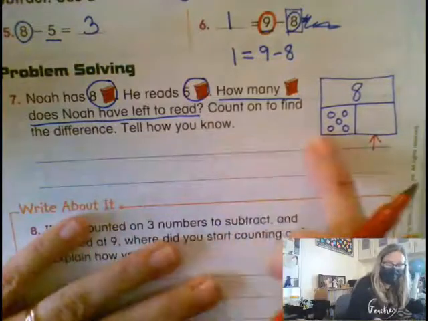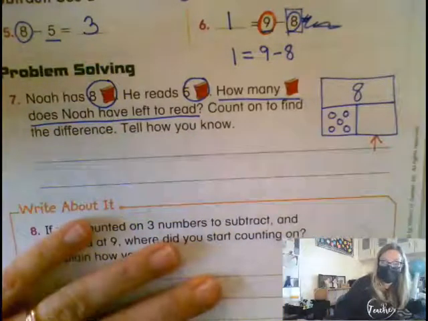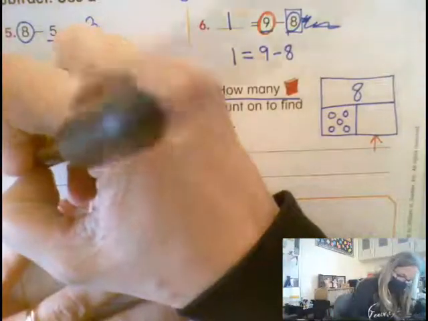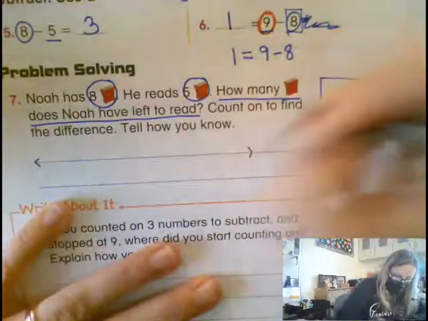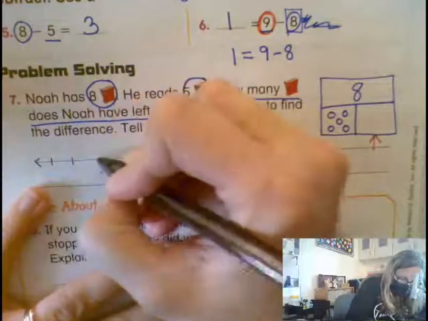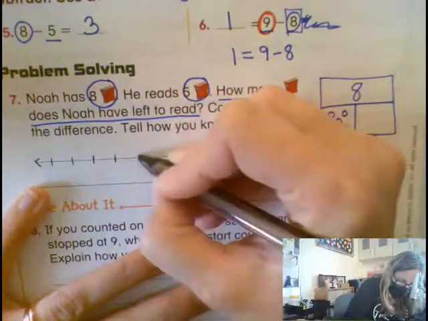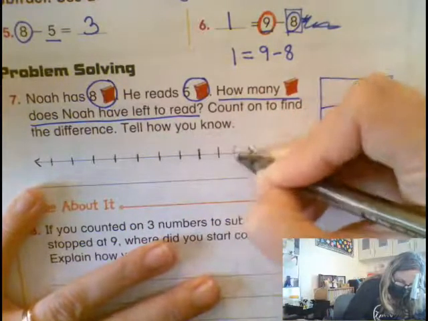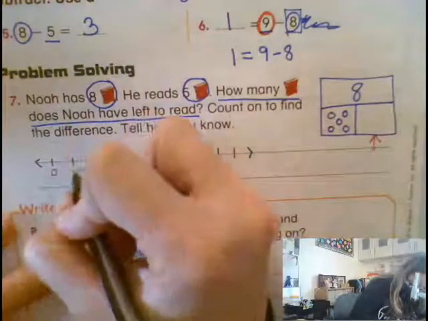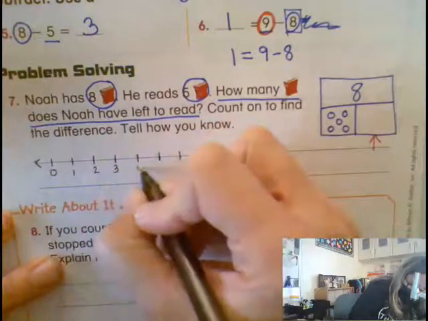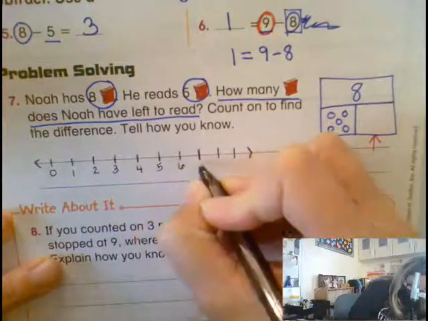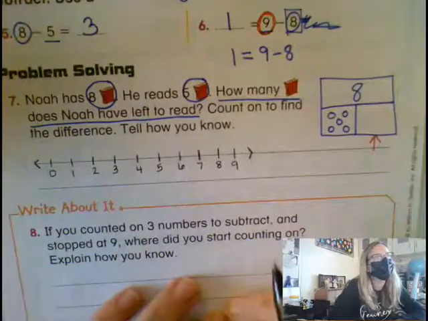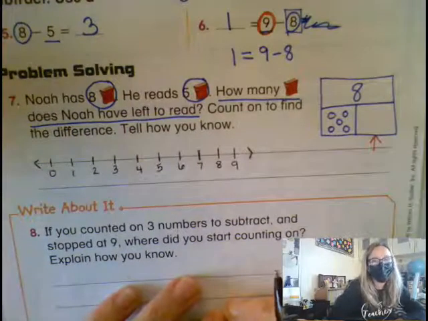So see this line right here? I'm going to turn this line into a number line, okay? So I'm going to put an arrow here and an arrow here. And I'm going to do a 0, 1, 2, 3, 4, 5, 6, 7, 8, 9. Good enough. You see how I turned it into a number line?